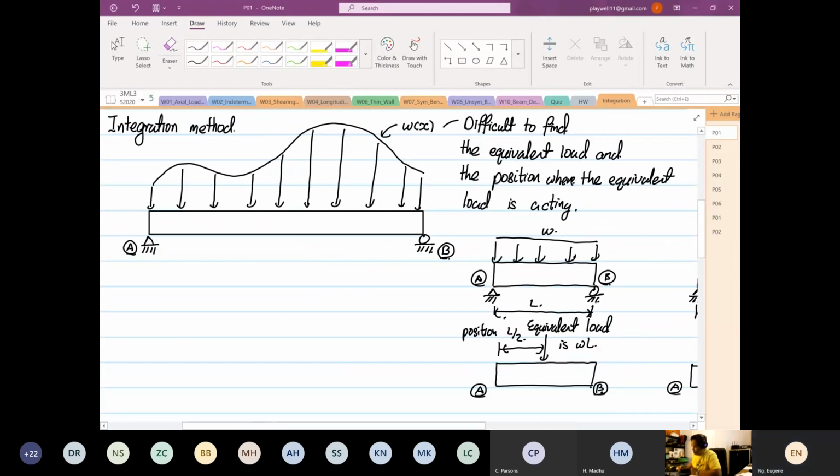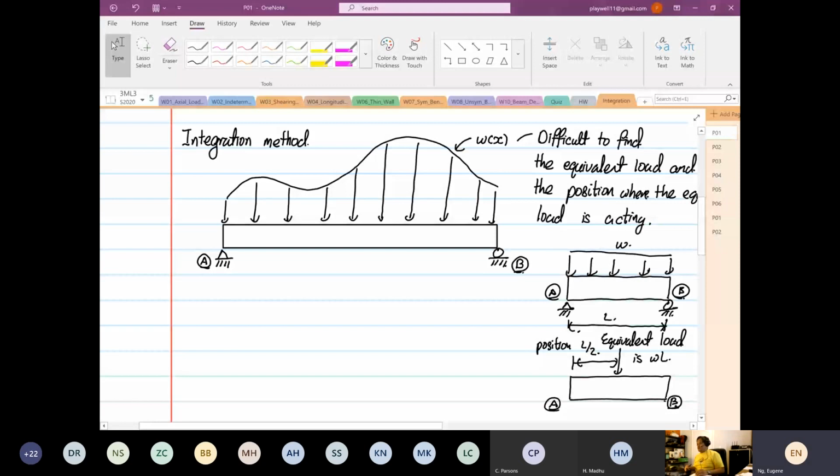we have a distribution that looks like this? It's not so straightforward anymore, is it? It's not so easy to find the distributed load. When that's the case, we have to capitalize on the integration method.